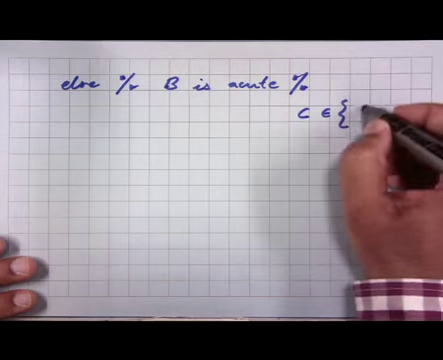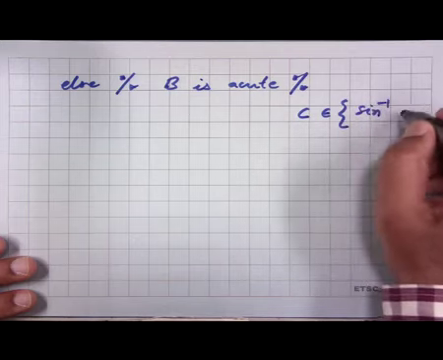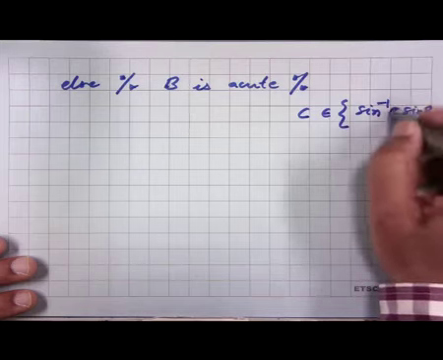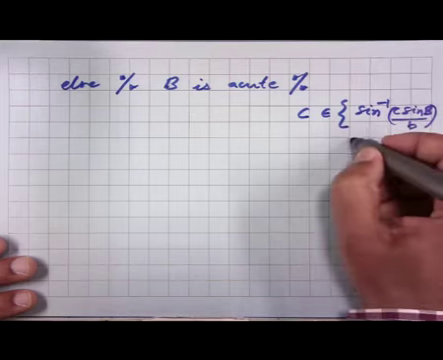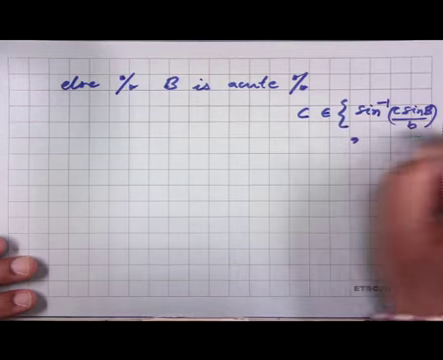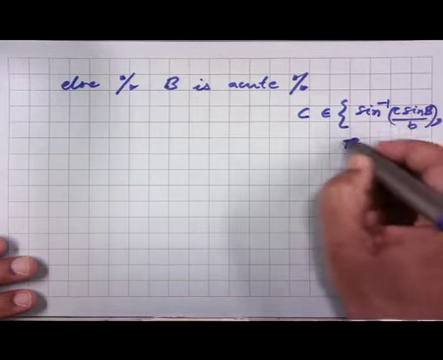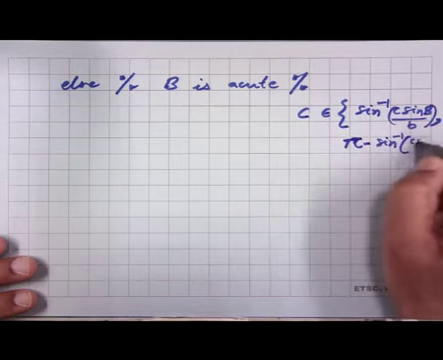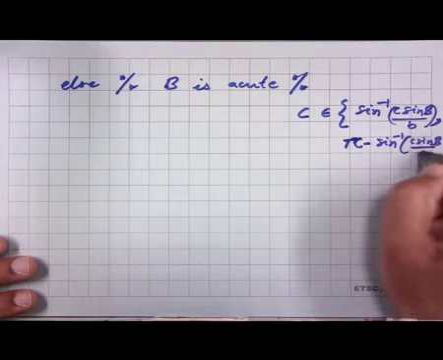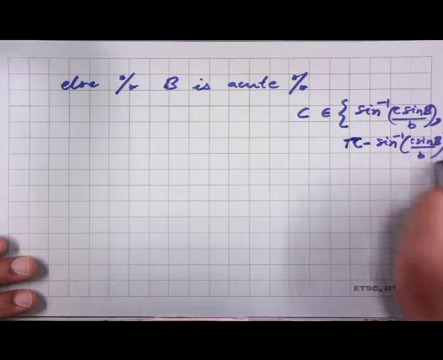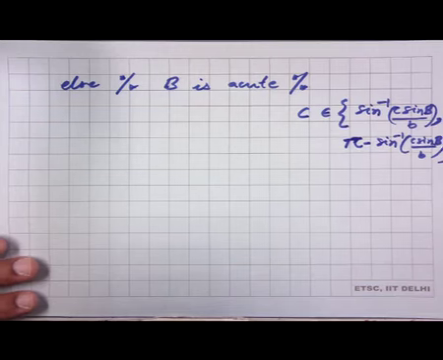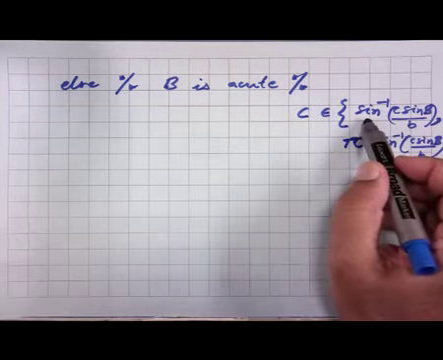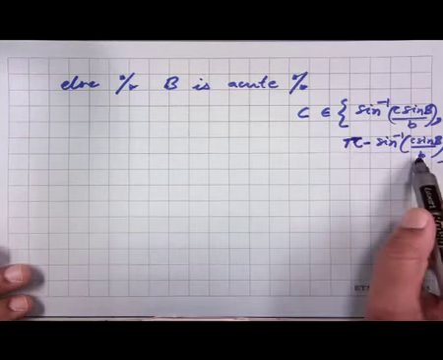C could be either sine inverse of C sin B by B, or the other value is pi minus this value. This is an acute angle and this is an obtuse angle.